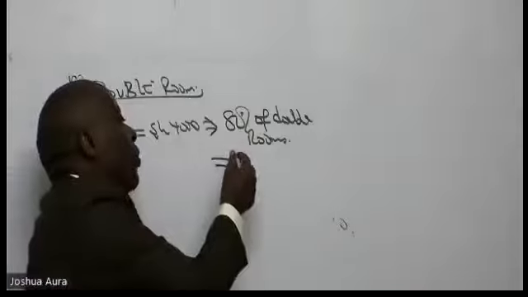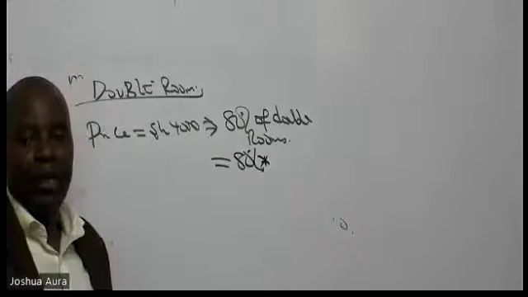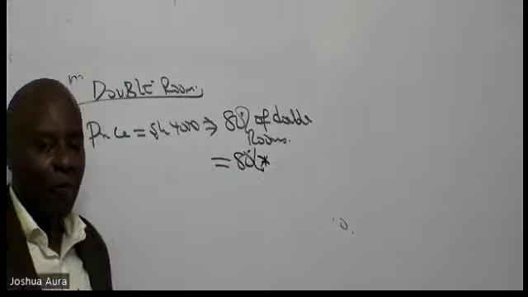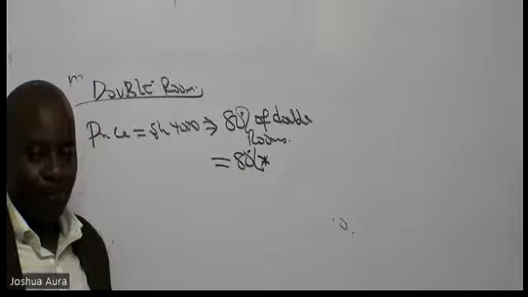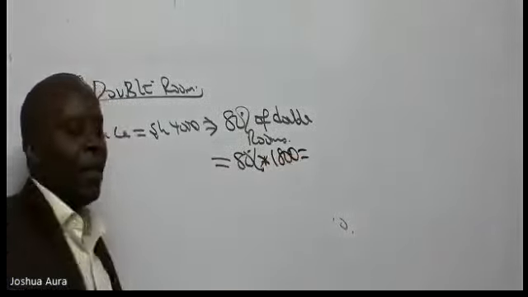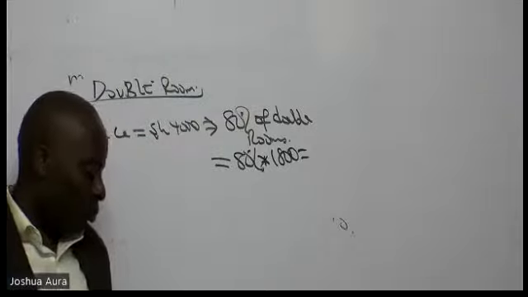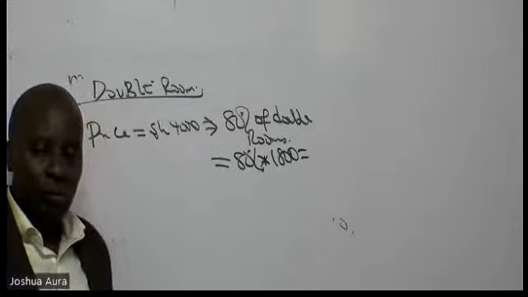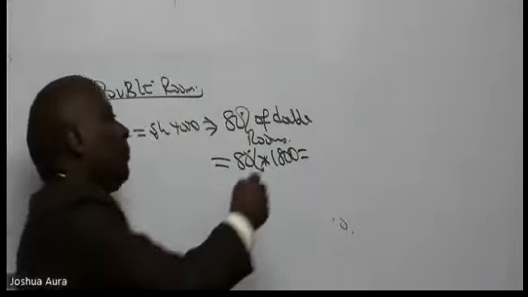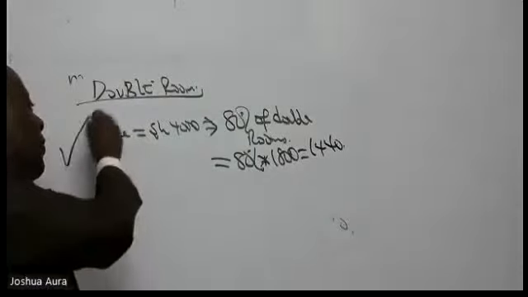So remember up there, you guys had given me the double rooms that are available. Is there somebody who is able to remind us the number of double rooms that we have from the working we did up there? 1,800. So 80% of 1,800 gives me how much? 1,440. Great. So this is the first price.